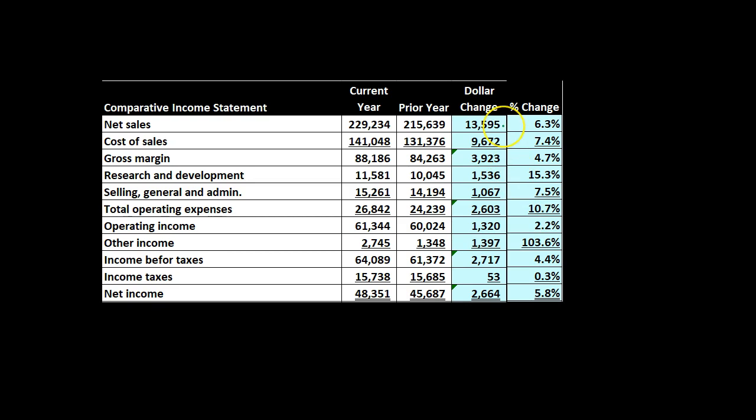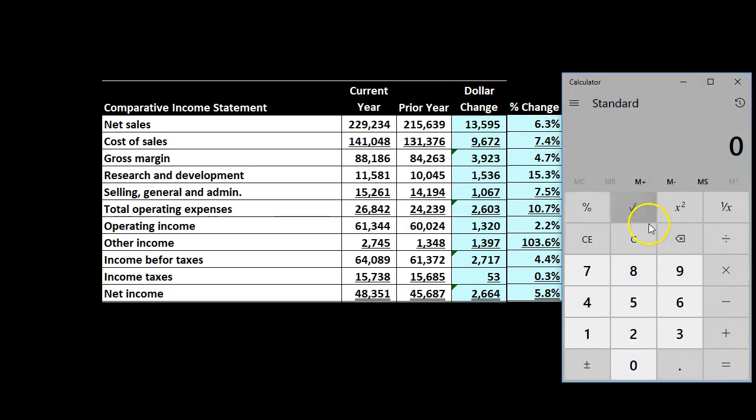And that's going to say, okay, how do we calculate the percentage change? We'll take the change column, which is 13,595, and divide it by the prior year, not the current year, the prior year. That's the tricky thing. That's the thing that ties people up. People often forget that we're going to divide it by the prior year. So we're going to take the change that happened, divide it by the prior year, 215,639. That's going to give us, if we move the decimal over, the 6.3%.